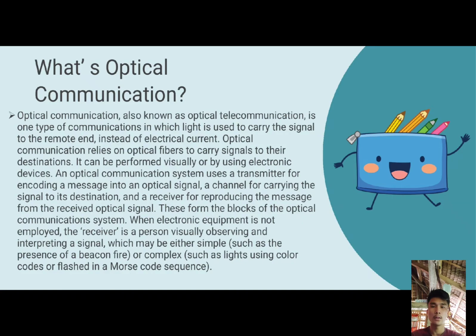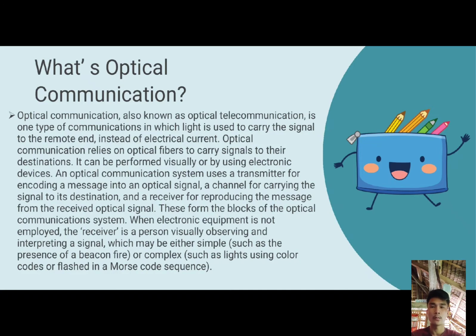An optical communication system uses a transmitter for encoding a message into an optical signal, a channel for carrying the signal to its destination, and a receiver for reproducing the message from the received optical signals. These are the building blocks of the optical communication system.